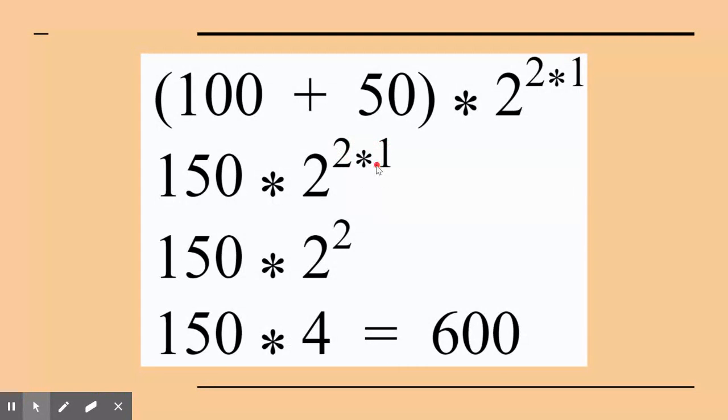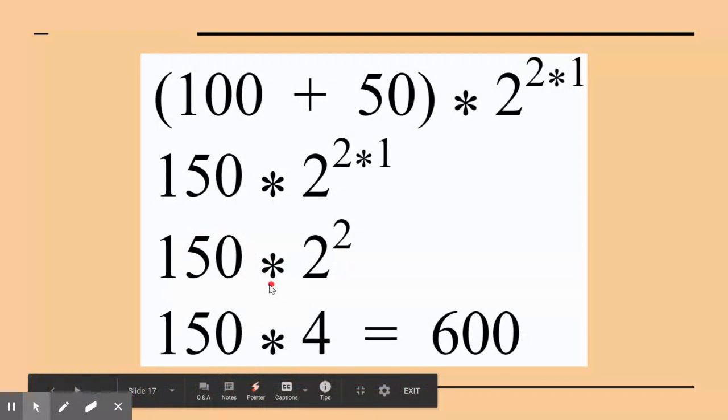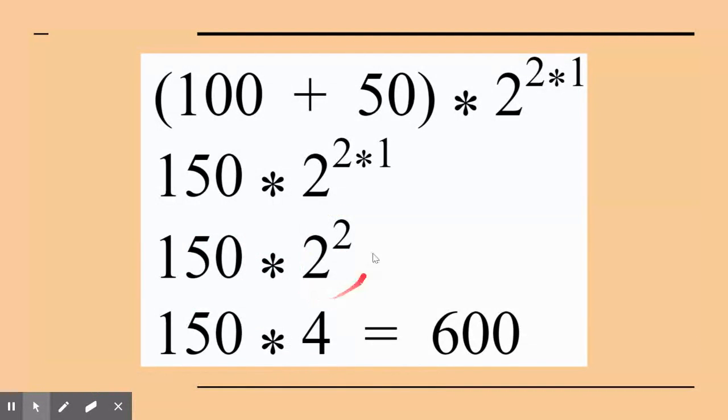Okay, so this 2 times 1, we know that's equal to 2, right? Excuse me. Any number times 1 is equal to itself. Sorry about that mistake. Any number times 1 is equal to itself. So 2 times 1 is equal to 2. So now I have 150 times 2 to the power of 2.